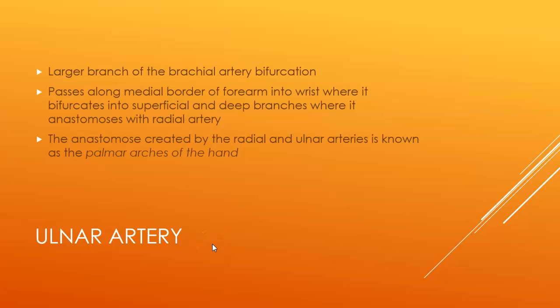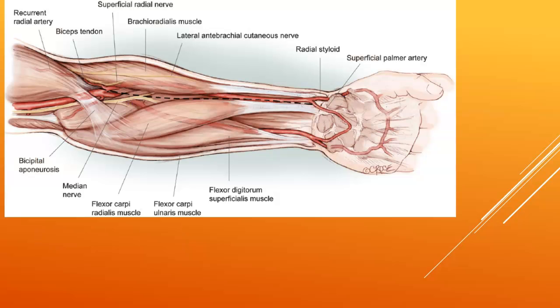The ulnar artery is the larger branch of the brachial bifurcation. It passes along the medial border of the forearm into the wrist, where it bifurcates into a superficial and deep branch, where it of course anastomoses with the deep and superficial branches of the radial artery. And what happens is the anastomosis that's created by these radial and ulnar arteries is also known as the palmar arches of the hand, which we see here.